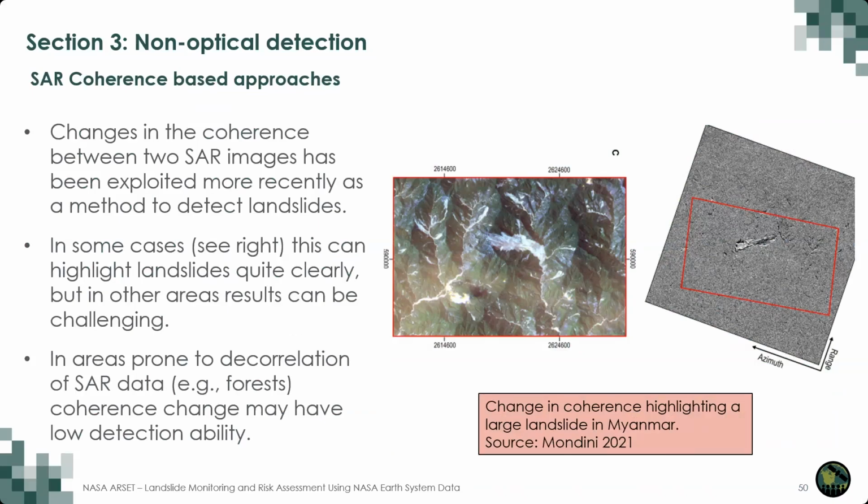This can be a very useful tool for the assessment of landslides, but it is very dependent upon a number of factors and areas prone to decorrelation. So where the return data set does not align coherence with the source imagery, particularly forests, coherence change may have a very low detection ability. So in this case, this works, but it's important to note that this data set and analysis approach is not always robust in every setting.